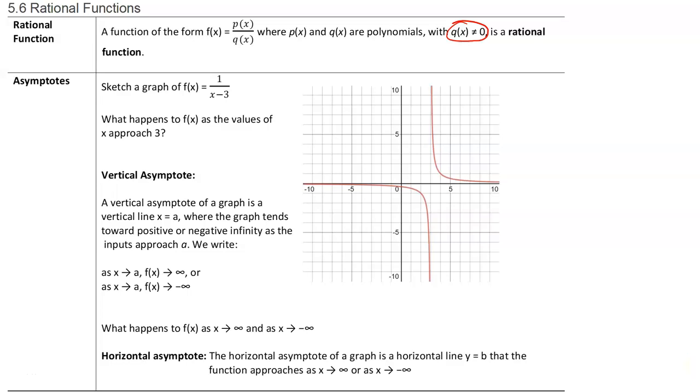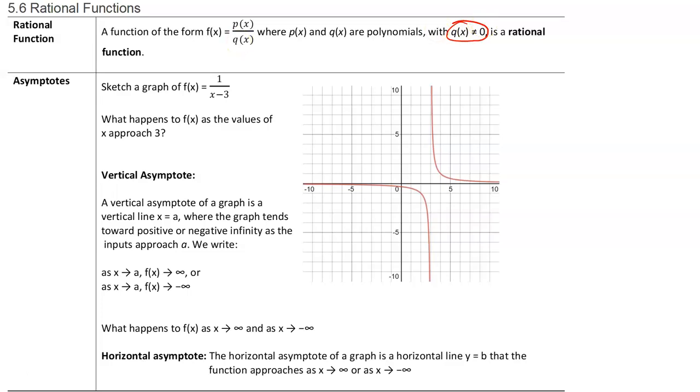In section 5.6, we will talk about rational functions and analyzing the graphs of rational functions. To begin with, a function of the form f of x equals p of x over q of x, where p of x and q of x are both polynomials with q of x not equal to 0, is a rational function. Notice that q of x cannot be 0 since we cannot divide by 0.